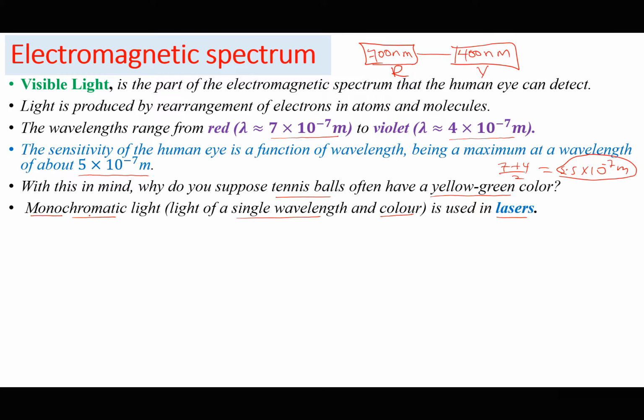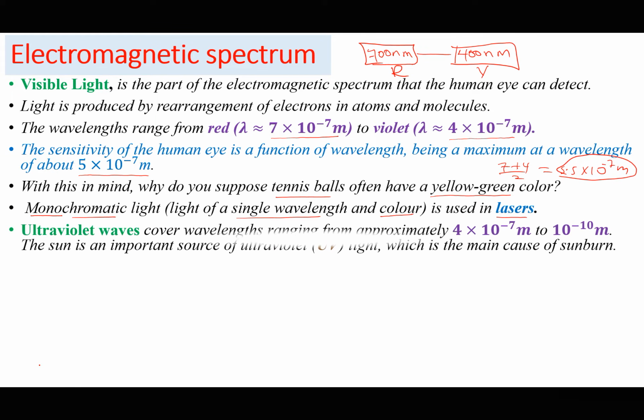What is very important about visible light is the range of the wavelengths that I have mentioned here. The number 5, I think number 5 is ultraviolet light. Ultraviolet waves cover wavelengths ranging from violet up to around 10 to the power of -10 meters. So the range of wavelengths is 4 times 10 to the power of -7 to around 10 to the power of -10 meters.